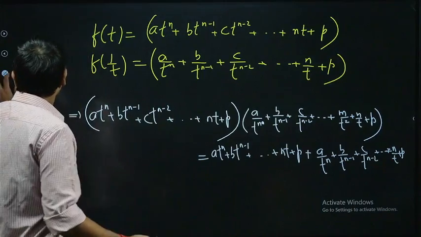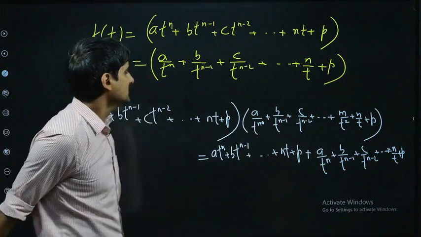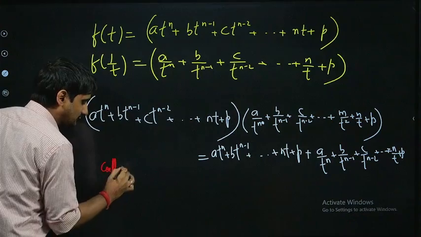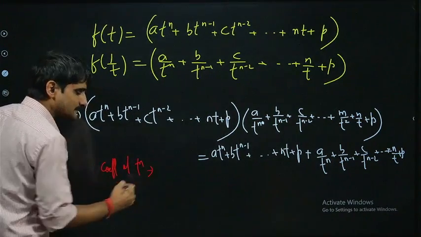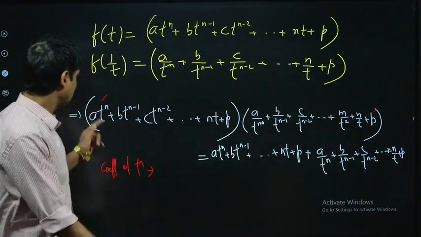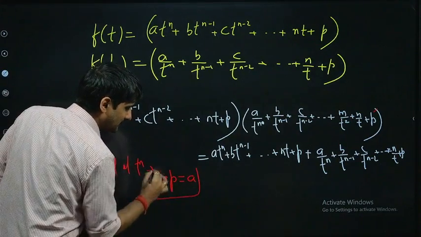Okay, now what will we do here? Of course, the simplest thing I can think of here is to compare the coefficients. So if I compare the coefficient of t raised to the power n on both sides, how will you get it? You get it only in one case, when you multiply this by t, so this is ap, this is equal to a.